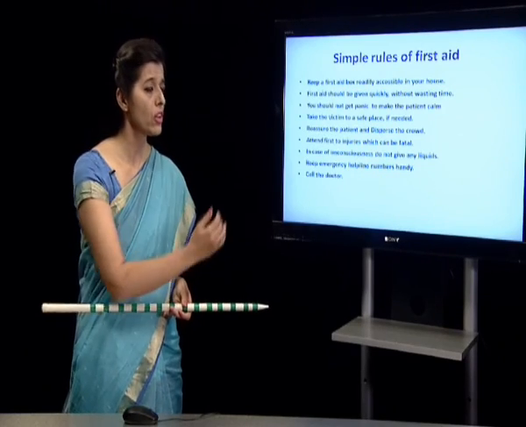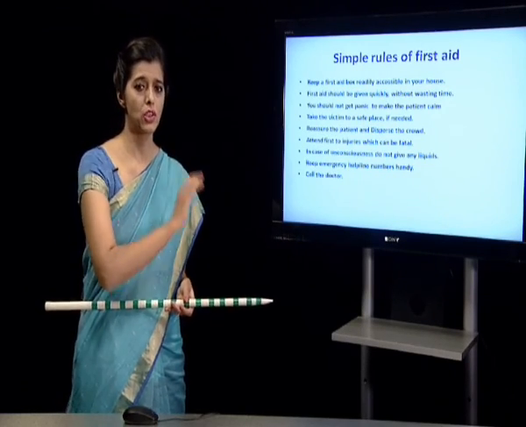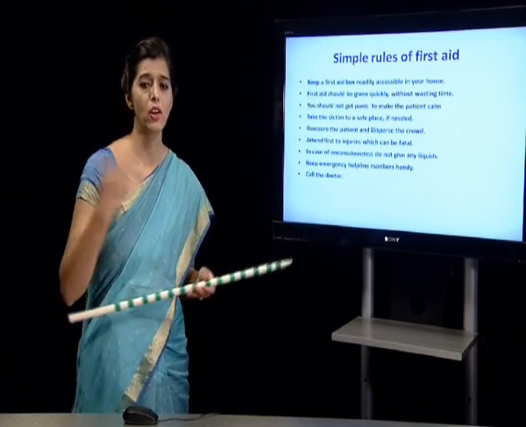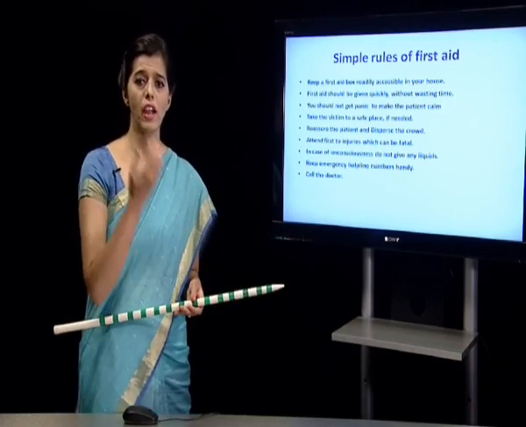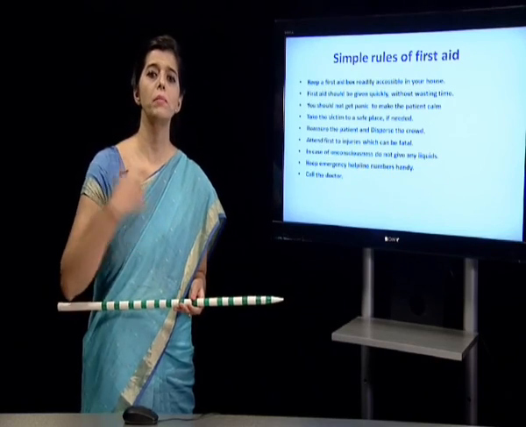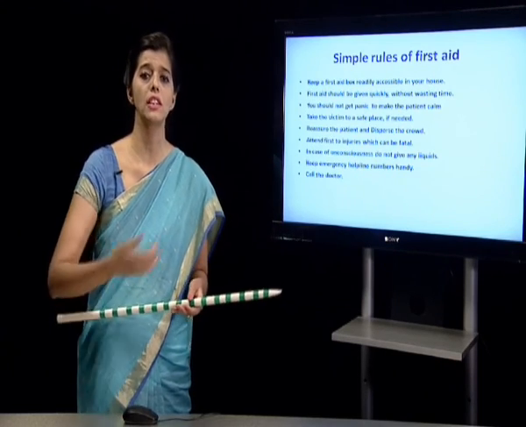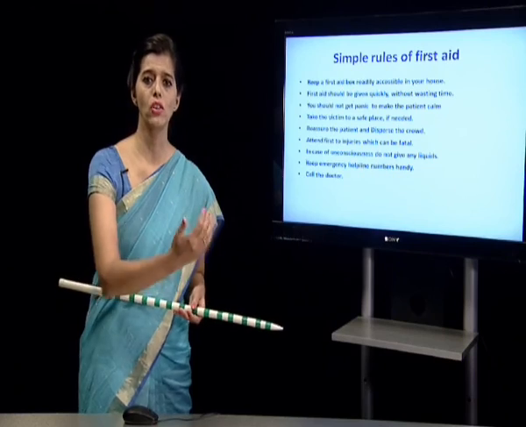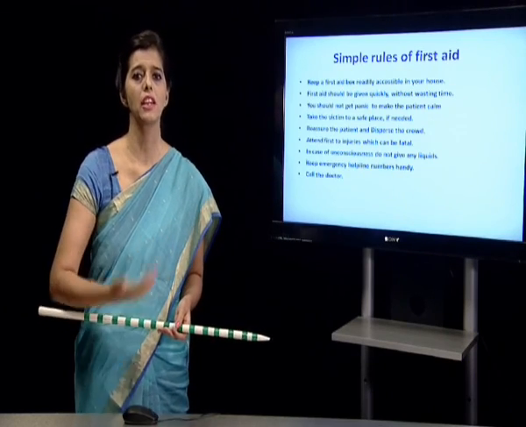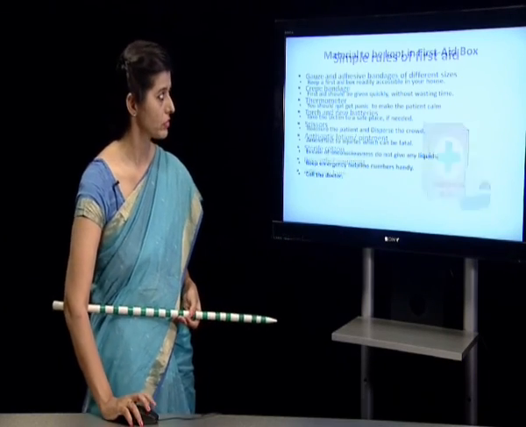And after you have given your first aid, please, it should not be that you are giving first aid and later on you are going to call a doctor. While you are doing first aid, somebody should have called the doctor, because by the time your first aid is over, the doctor has already reached and is further taking care of the patient.